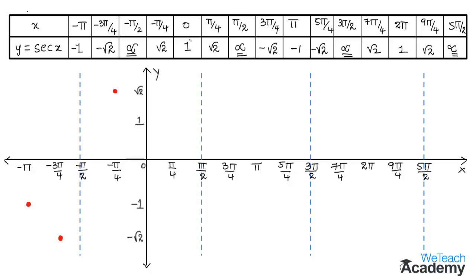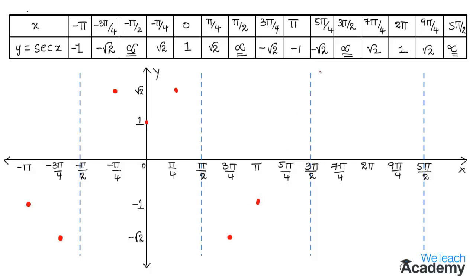And the next ordered pair is 0 comma 1. So at x equal to 0, the value of y is 1. So here we get a point on the y-axis as x is equal to 0. And then we have pi by 4 comma root 2. So here we get a point. And then we have 3 pi by 4 and its value is minus root 2. So here we get a point. And the next radian is pi comma minus 1. So at x equal to pi, the value of y is minus 1. So here we get a point.